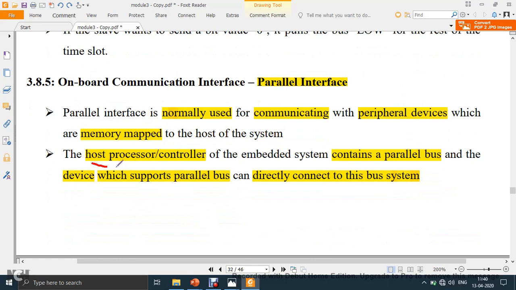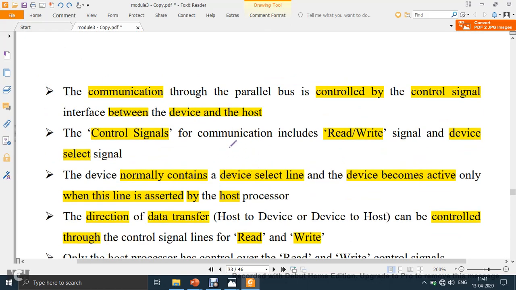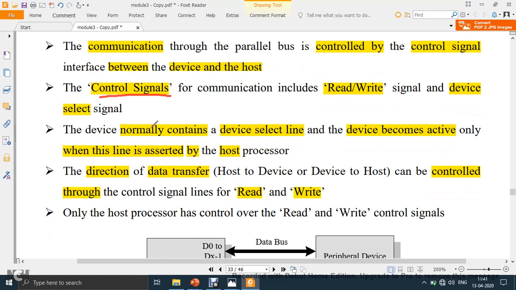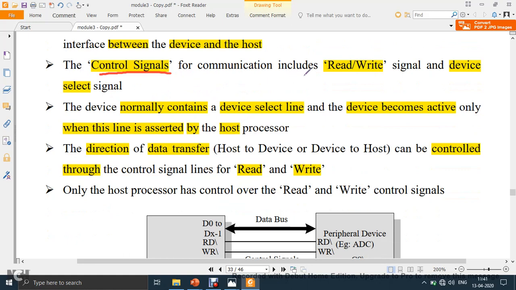The host processor or controller of the embedded system contains a parallel bus, and a device which supports the parallel bus can directly connect to this bus. That is what parallel means. Till now we considered serial communications, now it is parallel. Communication through the parallel bus is controlled by control signals between the device and the host. These include read and write control and device select signals. So these are the different control signals.